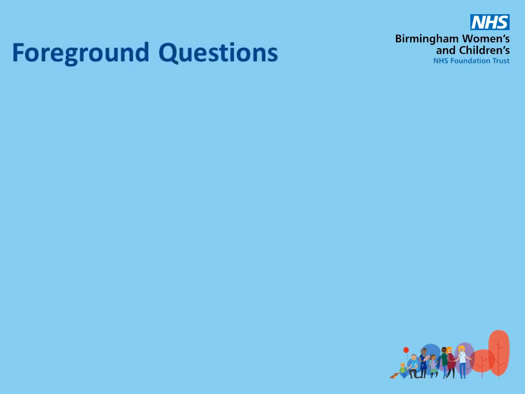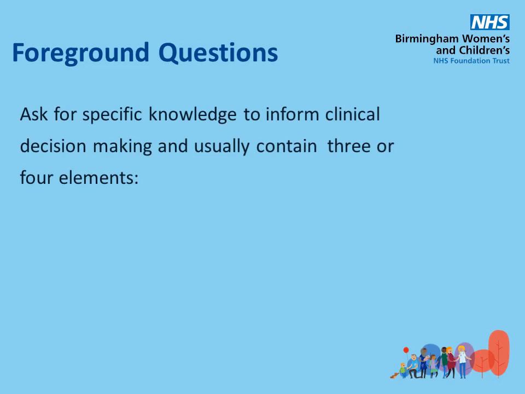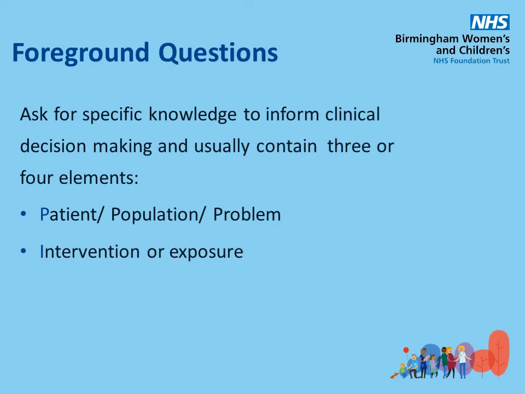Foreground questions, on the other hand, ask for more specific knowledge that are intended to inform our clinical decision making. They usually consist of 3 or 4 of the following elements. An element about the population, the patient or the problem that we're faced with, or indeed any combination of the 3. An element about the intervention or exposure we're interested in. In terms of questions about diagnosis, this part of the question would relate to diagnostic tests. An element about any comparison that we're interested in, and an element about any outcomes of interest. And you'll recognise that what we're building here is a PICO question.